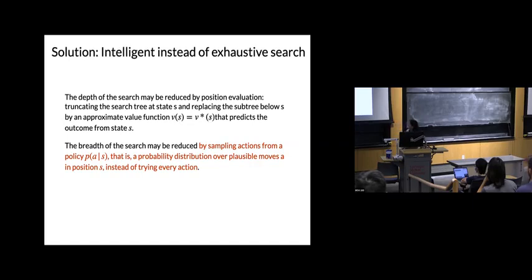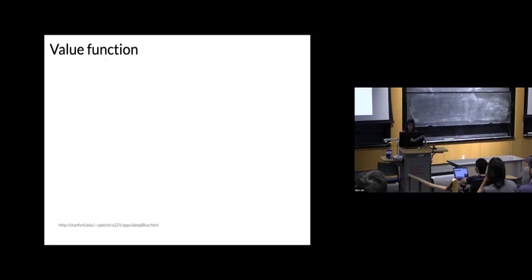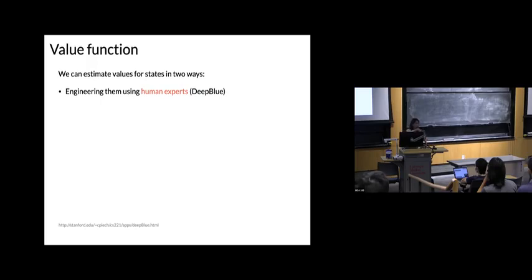The first paragraph is exactly about that. How do you compute values for different states so that you can prune branches? And the second is how do you compute policies so that you can also prune branches, but over actions. So for the value function, there are two ways you can do it. Either you can engineer them, so you hire chess masters to tell you these are good features, and you use those features to compute some value from this set of games and so on.